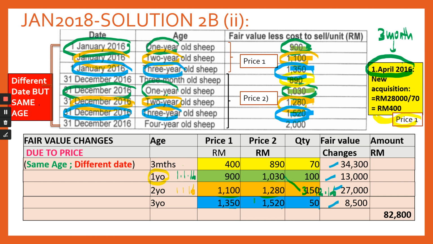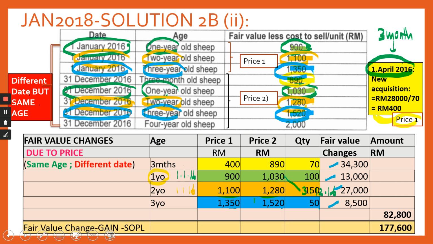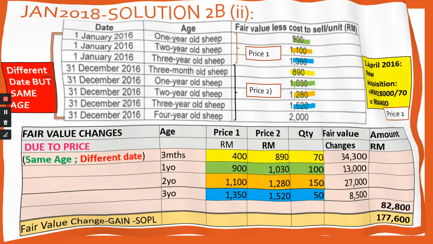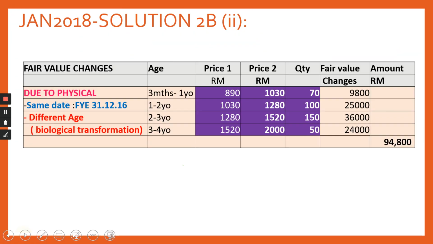So now you have already calculated two fair value changes coming from price and coming from physical changes. And that total will be 177,600, which is the total fair value gain. Now let's put this here in one page.